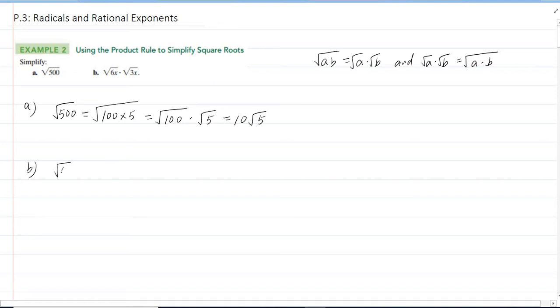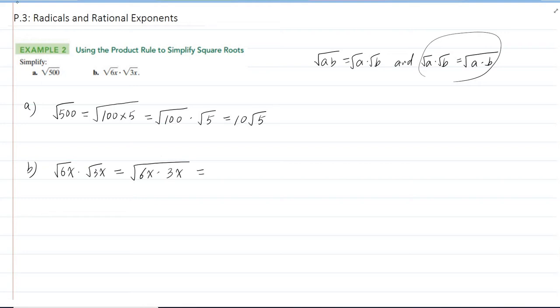We have square root of 6x multiply square root of 3x. So in this case, I'm going to use the product rule right here, alright? So what I'm going to do is write them under one square root. That will be 6x multiply 3x. This will give us square root of 18x squared. Okay, so now we can rewrite this 18 as the square root of 9 multiply 2x squared.